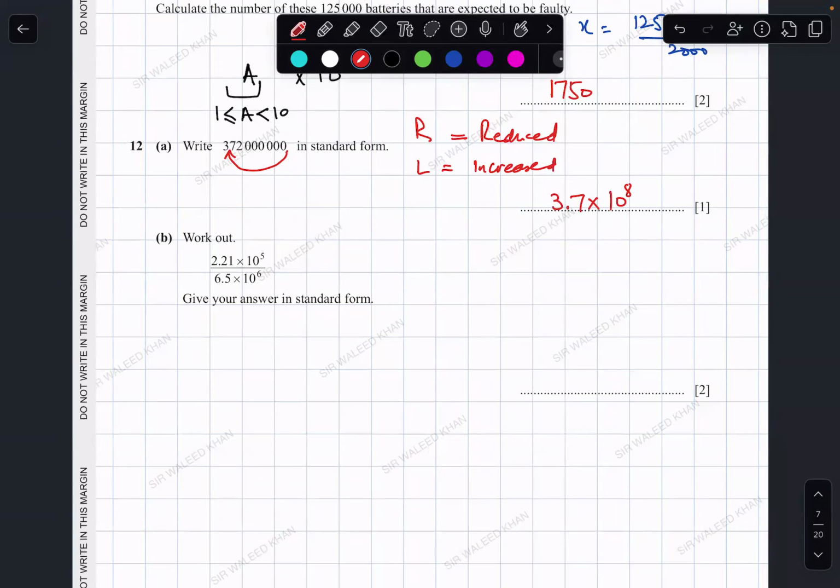Work out this, give your answer in standard form. Okay. So 2.21 divided by 6.5, we have 0.34. And for this, the power in the numerator subtracts from the power in the denominator. So we are left with -1. Now we have to move it towards the right. Let me first write it as it is. Now to the right will be 3.4 and the power will further reduce to -2.